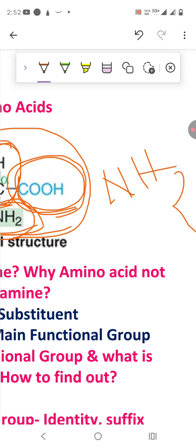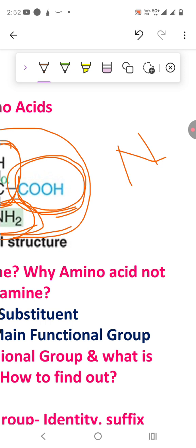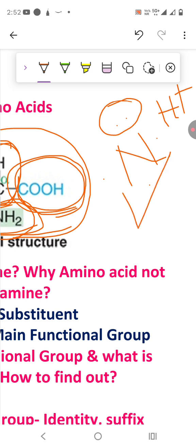Why? Because nitrogen's atomic number is 7, so the configuration is 2, 5. There are five valence electrons, and there is a lone pair. This lone pair will accept a proton, since a proton has no electron. That's why, since this nitrogen accepts a proton, according to Bronsted-Lowry theory, it acts as a base.